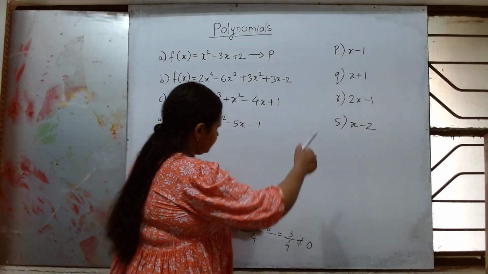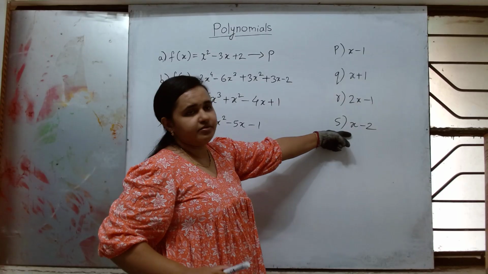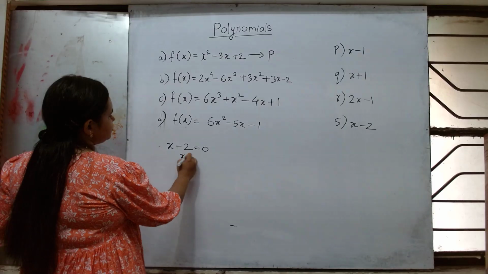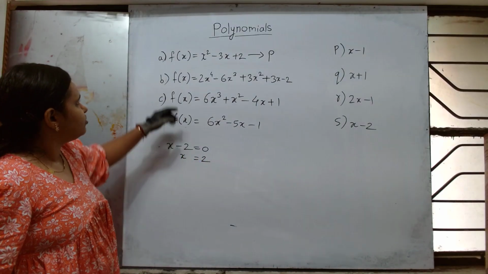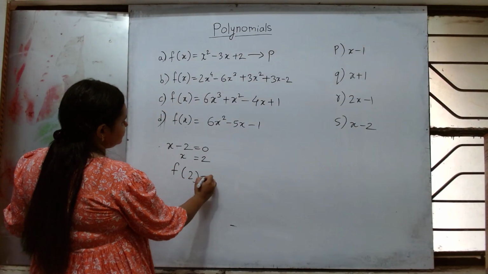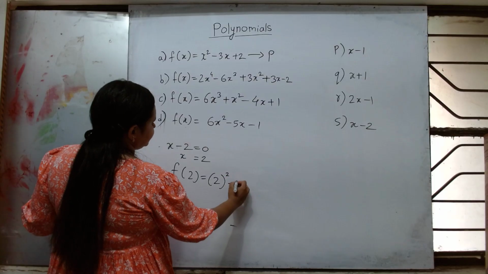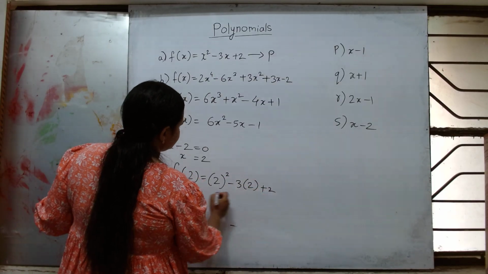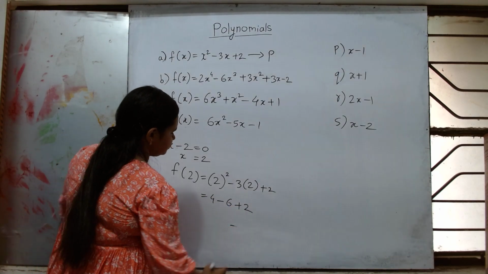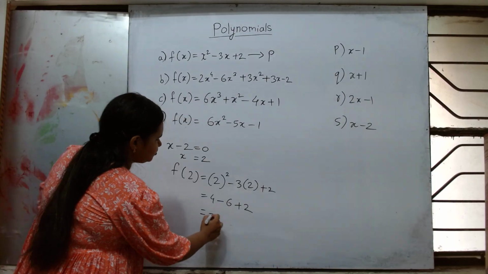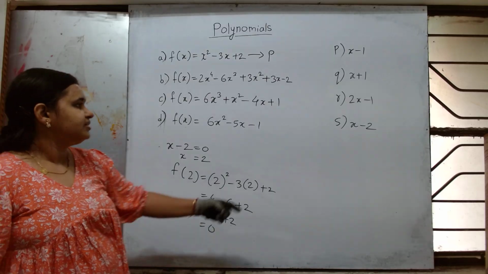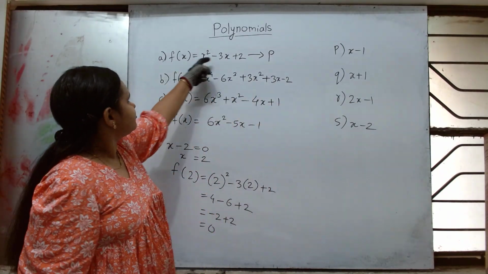Now we have to check it for x minus 2. If we take x minus 2 equal to 0, then x is equal to 2. Now put the value of x as 2 in this polynomial. f of 2 is equal to 2 square minus 3 into 2 plus 2. 2 square is 4, minus 6 plus 2, it is minus 2 plus 2, which is equal to 0. That means x minus 2 is a factor of this polynomial.